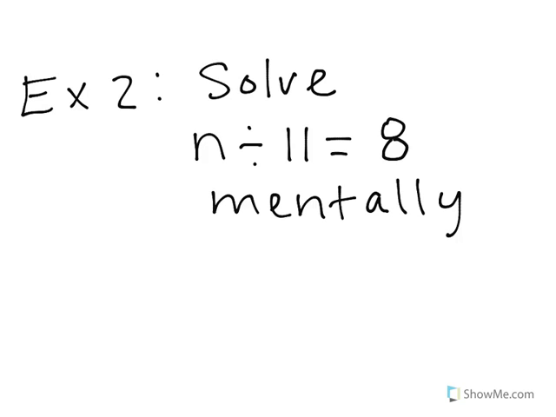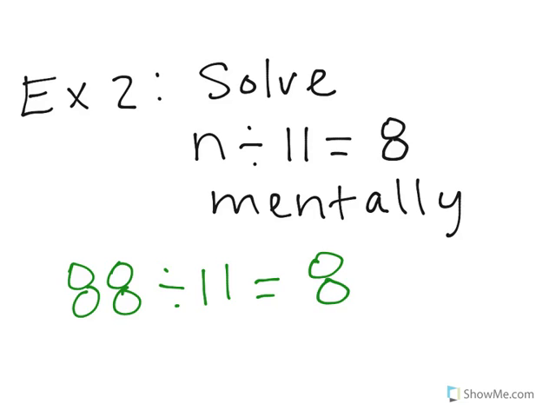Well, I can look at that operation of division. I know the opposite of division is multiplication. So I'm going to do the opposite operation. I'm going to say 11 times 8 equals 88. So does 88 divided by 11 equal 8? Does that equal 8? And, oh yeah, 88 divided by 11 does equal 8. So I know that n is going to equal 88.